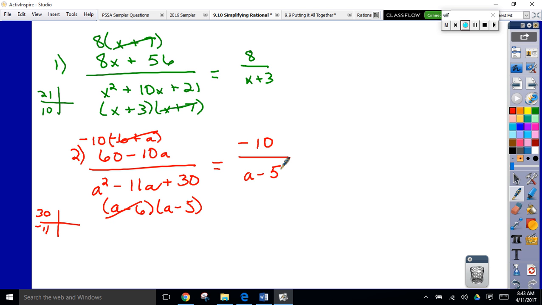I'll wait till everyone gets this and then I'll erase the board and put up number 3. Is everyone good with these two?